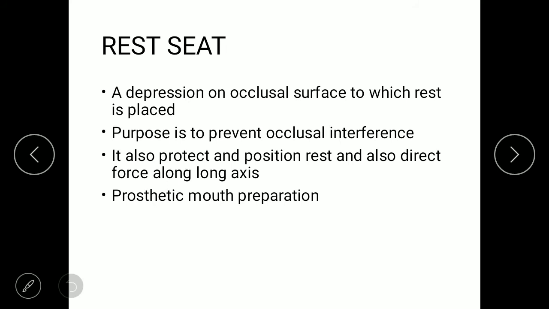The next one is rest seat. It is a depression on the occlusal surface in which the rest should be placed and purposely fit. The main purpose is to prevent occlusal interference. It also protects and positions the rest and acts along the direct forces. It is mainly involved in prosthetic mouth preparation.